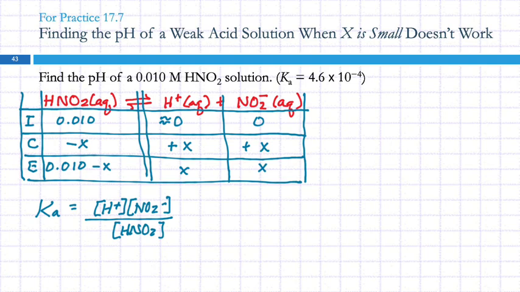We seem to be doing just the same thing over and over again, right? We are. But we are going to throw twists into it real soon. Now we're going to plug everything in. 4.6 times 10 to the minus 4 is equal to x squared divided by 0.010 minus x.